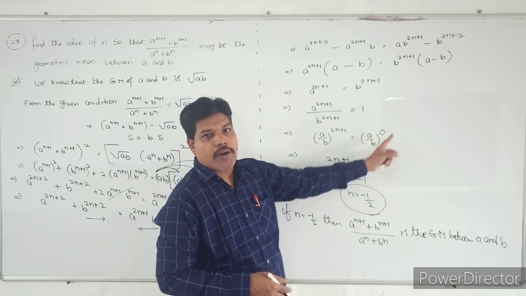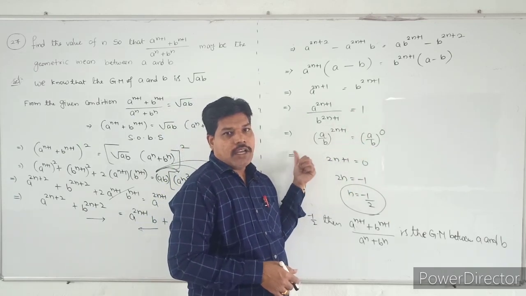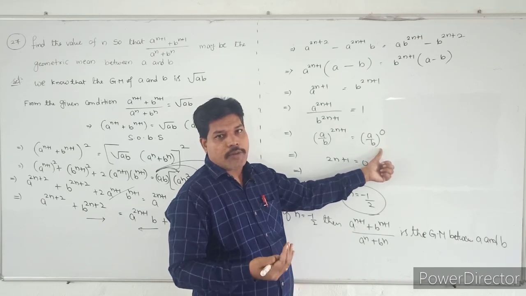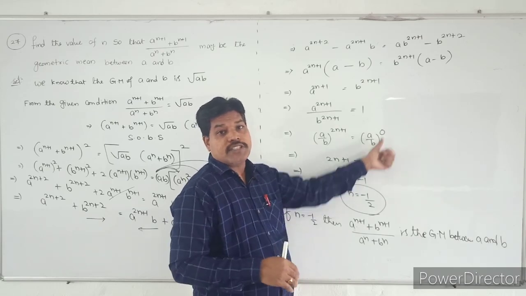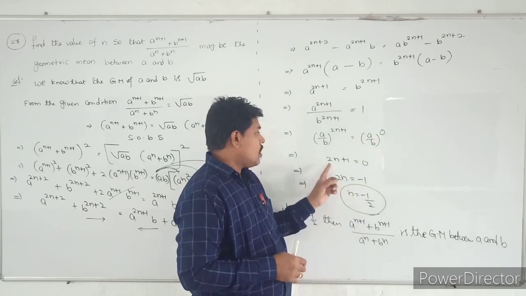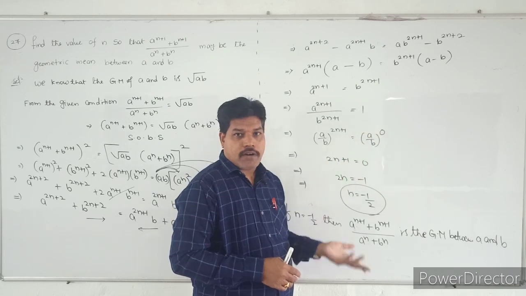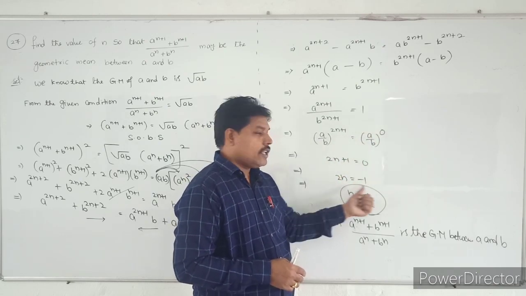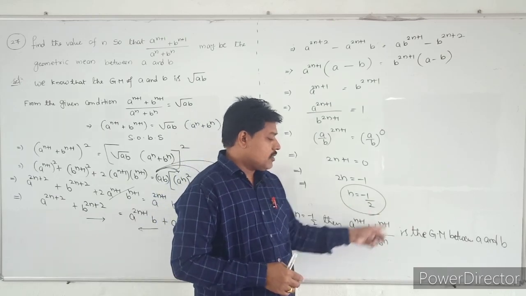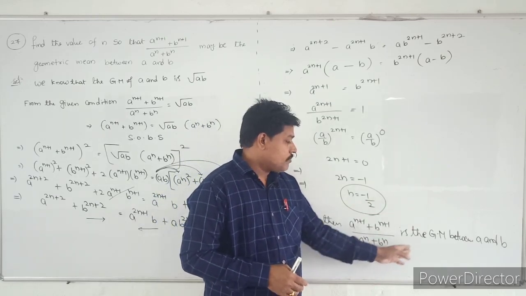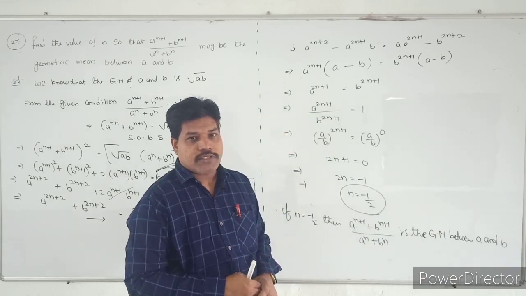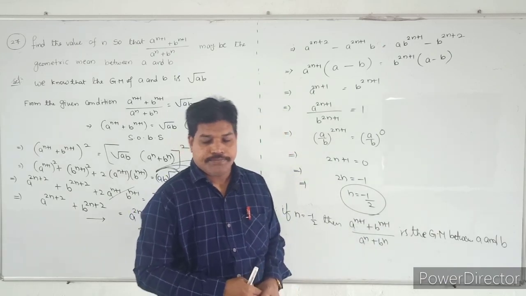You can write it as a by b whole power 0. The LHS we have in the form of a by b, so the RHS also we have to take in the form of a by b, and the value is 1, so compulsorily the power is 0 only. So a by b whole power 0. Automatically the bases are equal, you can equate the powers. 2n plus 1 is equal to 0, and 2n is equal to minus 1. Therefore, if n is equal to minus 1 by 2, then a power n plus 1 plus b power n plus 1 by a power n plus b power n is the geometric mean between a and b. See students, once again the question, and practice that.